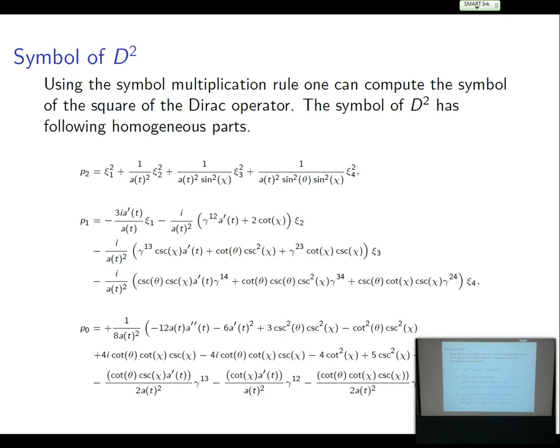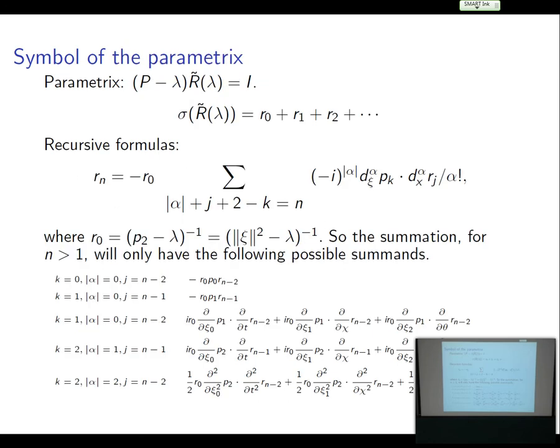So once you see the symbol of D squared, the Dirac Laplacian, the equation you have to solve to find the parametrix is this resolvent equation. The equation is P minus lambda times this formal inverse, let's call it R tilde of lambda, equals identity. So this is in the world of pseudodifferential operators now. You have to use multiplication formulas for pseudodifferential operators to find the symbol of R tilde of lambda term by term. Start with R0, which is really of order -2, and then you have R1 and R2 and so on. There's a recursive formula for the Rn in terms of the original one.